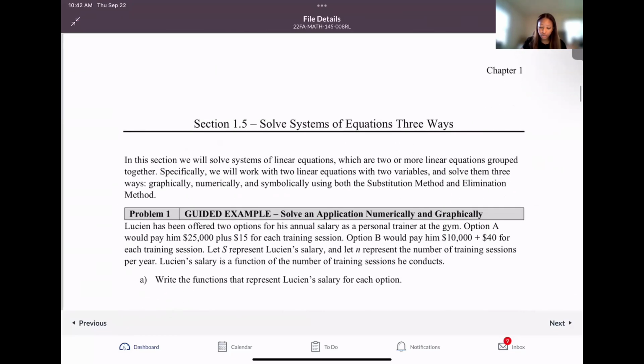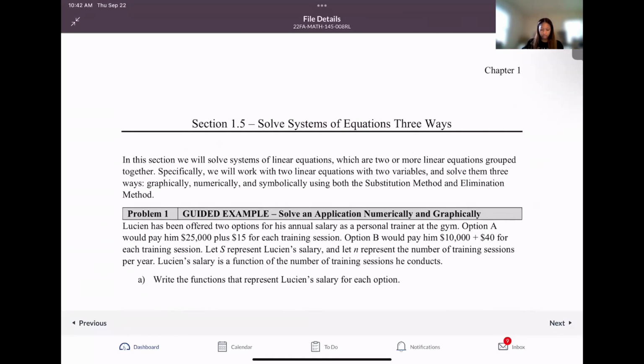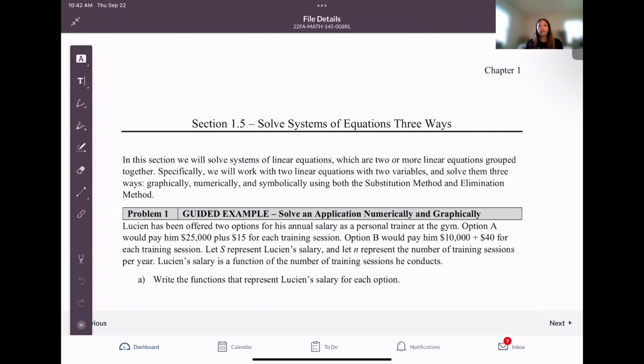Before we jump into this, I would like to go over a quick visual example of what a system of equations is, our options for what our answers might possibly look like, and then we'll jump into how we solve them.